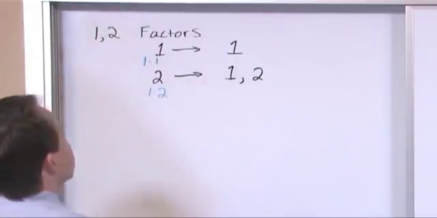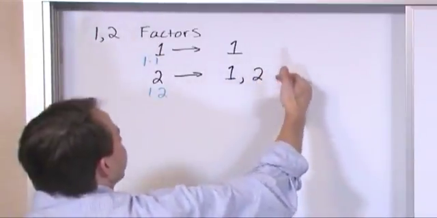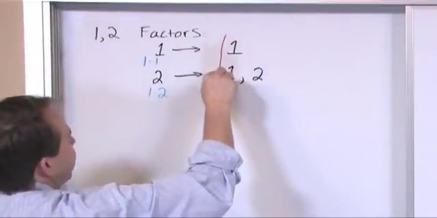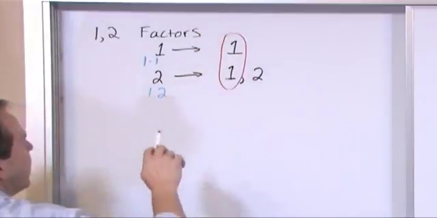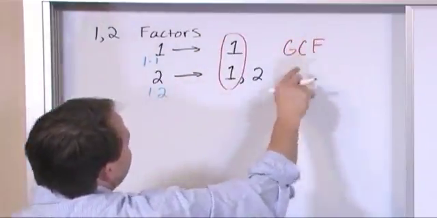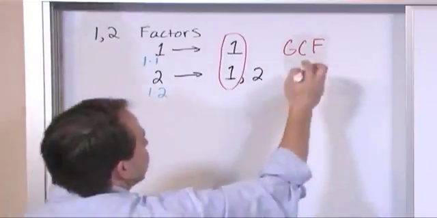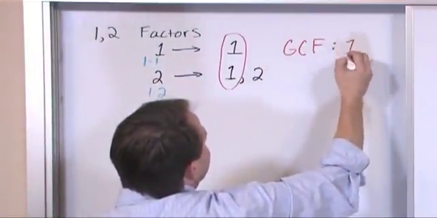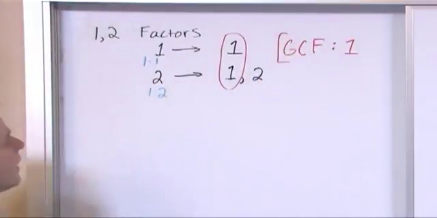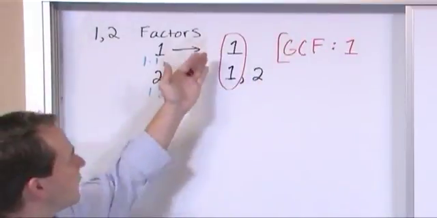Once we've got that done, we're just looking for, are there any factors common to both lists? Now in this case, there's only one factor common to both. So we say that the greatest common factor, GCF is what you usually see it written as, of this pair of numbers, 1 and 2, is the number 1. It's the largest factor common to both lists.